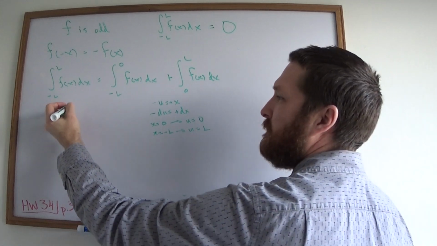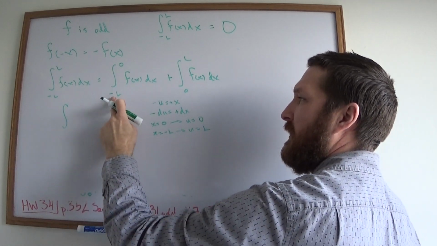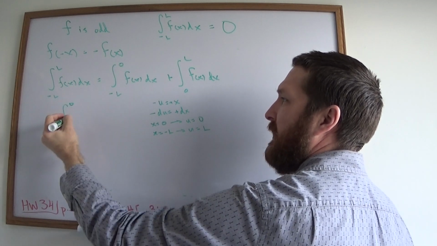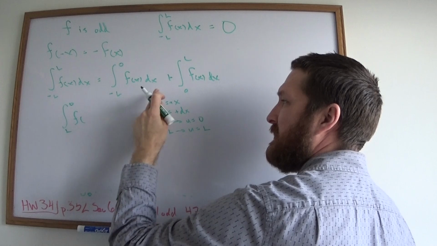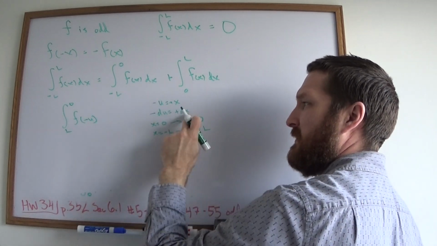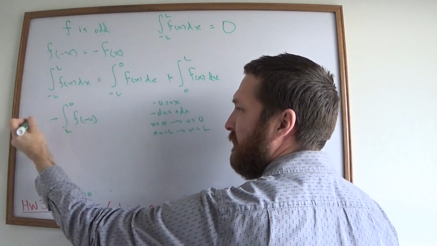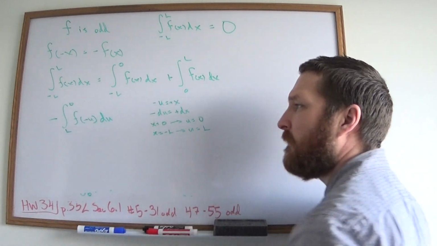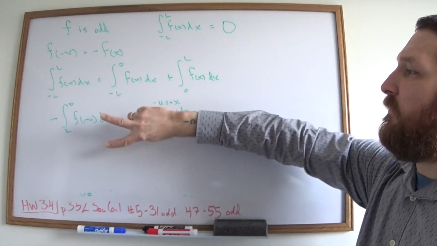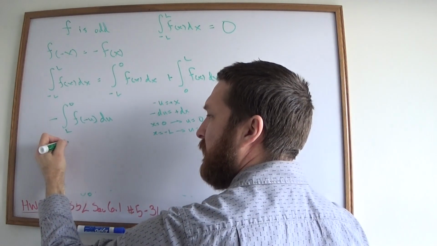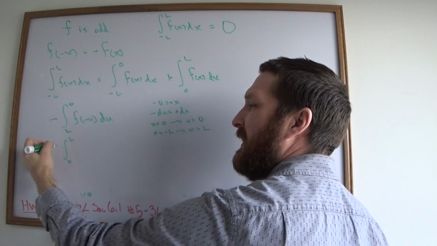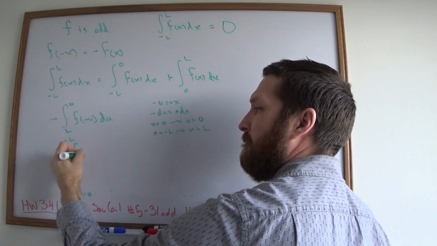So now negative L goes to positive L, 0 stays at 0. And now we have f of x is f of negative u, dx is negative du, so I'm going to pull my negative out front. I want this to look like that, so I'm going to flip my limits of integration, so that it goes 0 to L. But then that makes that negative, which makes that positive, right?